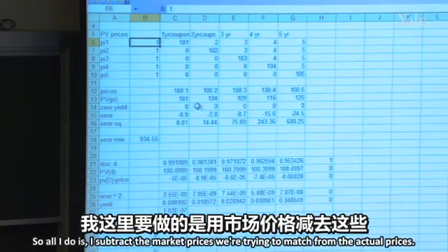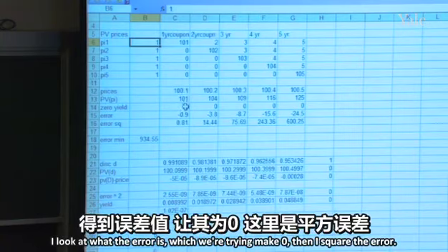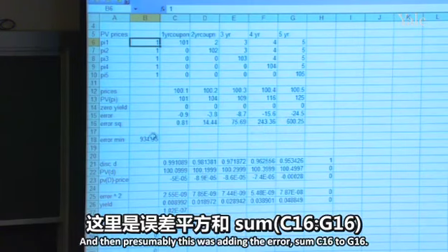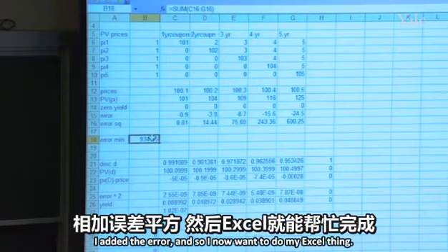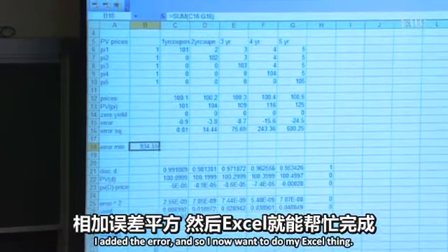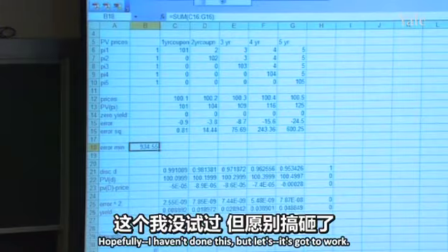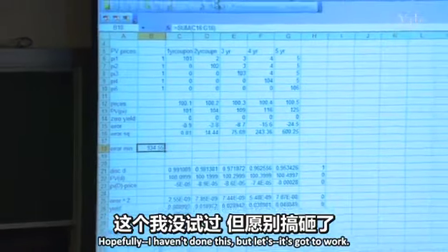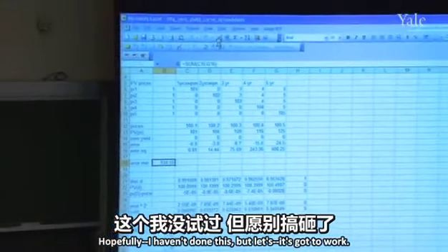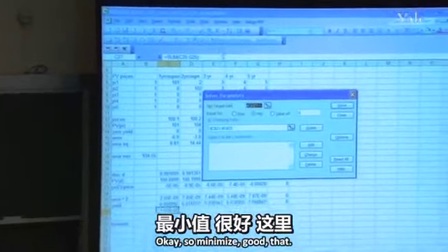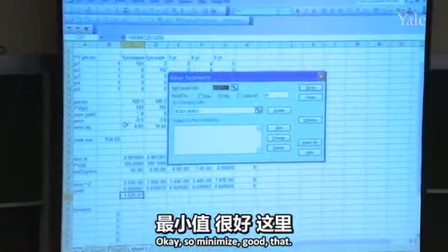We're trying to match what the market says the prices are. So all I do is I subtract the market prices we're trying to match from the actual prices. I look at what the error is, which we're trying to make 0. Then I square the error. And then I added the errors together. And so now I want to do my Excel thing. And hopefully, it's got to work.